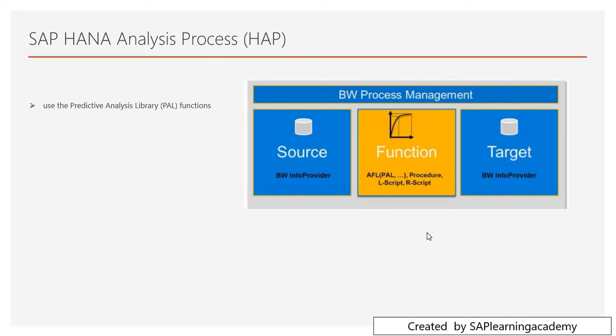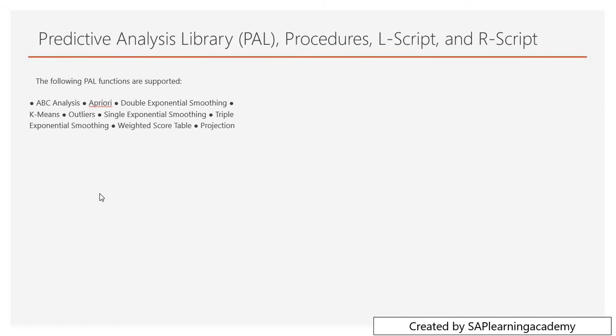So we can use these to transfer the data from source to target, or to do some kind of predictive analysis. Moving further, in this slide I tried to explain which predictive analysis library, or PAL, functions are supported. We have ABC analysis, Apriori, double exponential smoothing, K-means, outlier, and single exponential smoothing, and these are different kinds of functions used for different objectives.